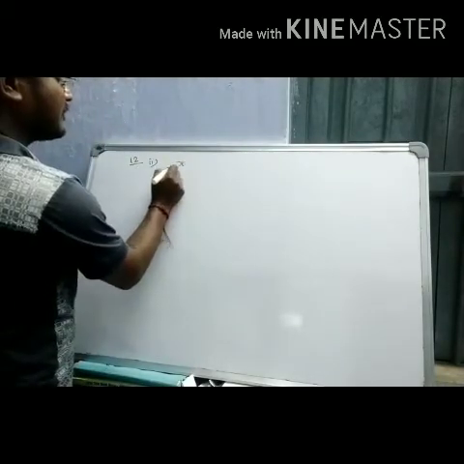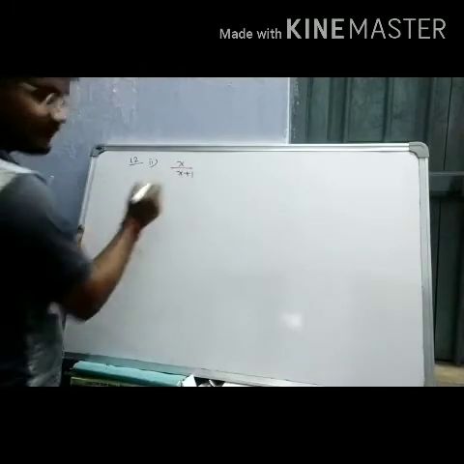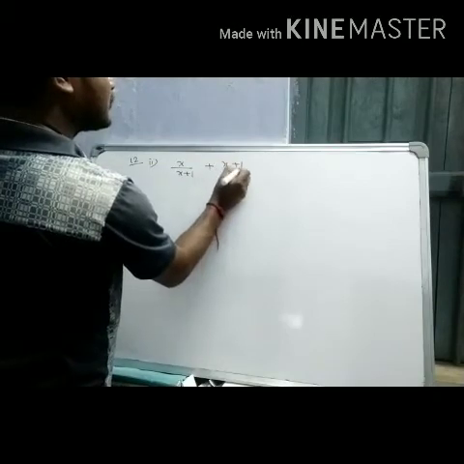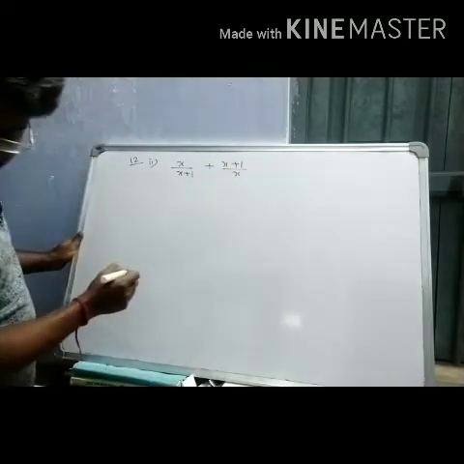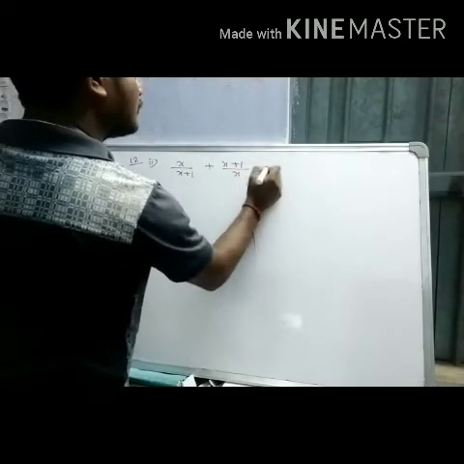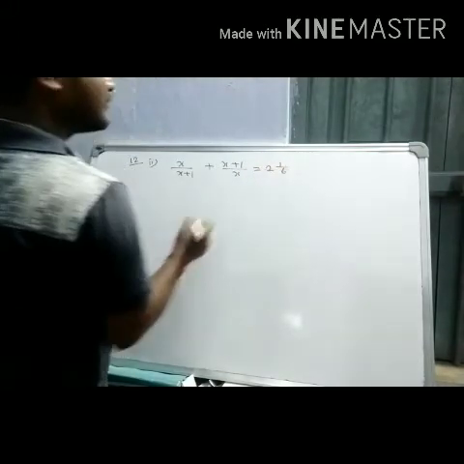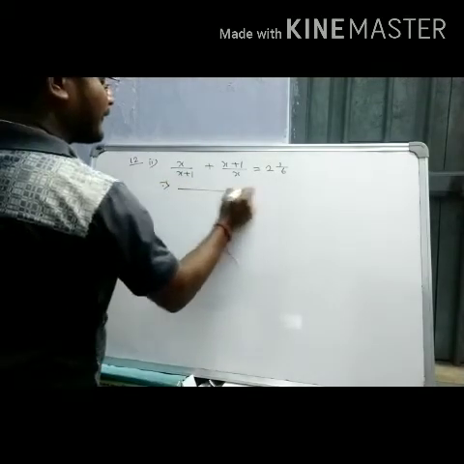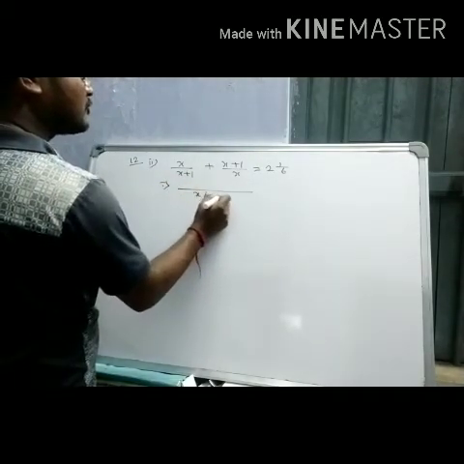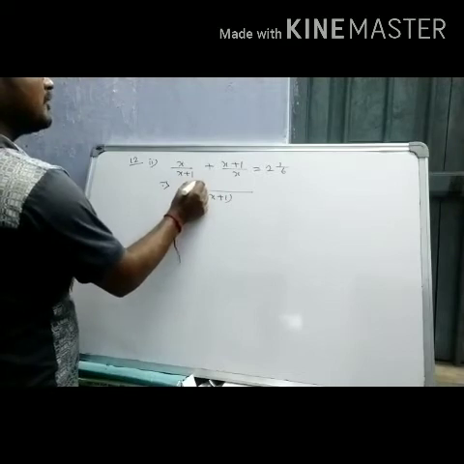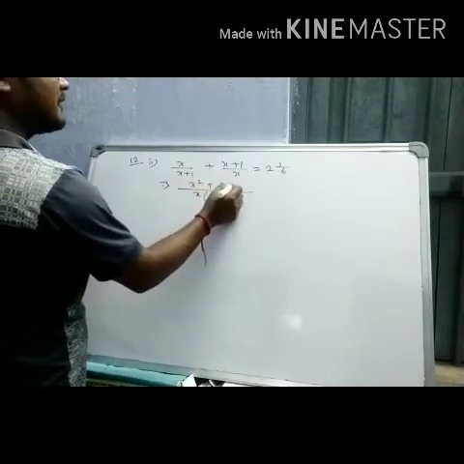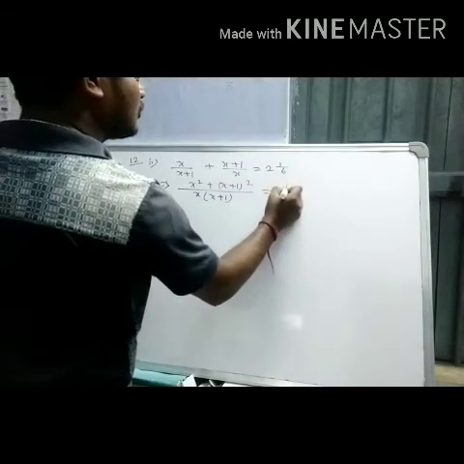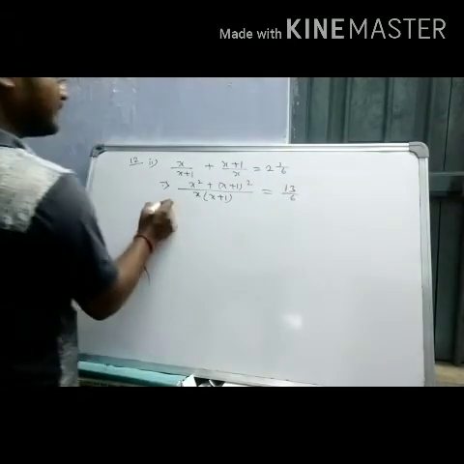Next, it is given that x/(x + 1) + (x + 1)/x = 2 1/6. Do the LCM: x into (x + 1), it will be x² plus (x + 1) into (x + 1), which means (x + 1) whole square. 6 into 2 is 12, plus 1, 13/6.